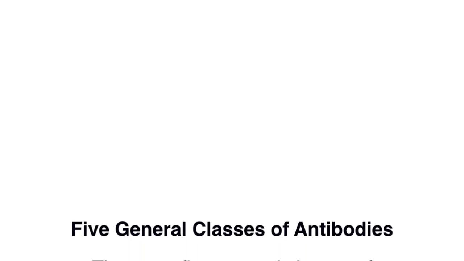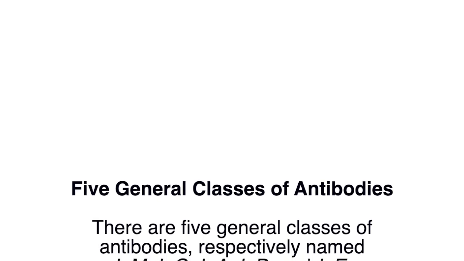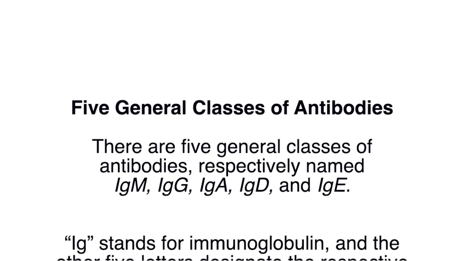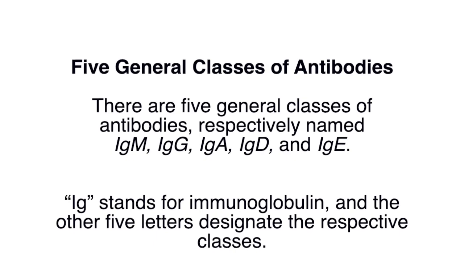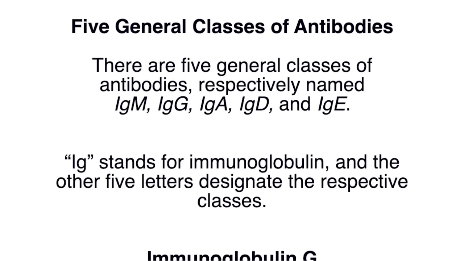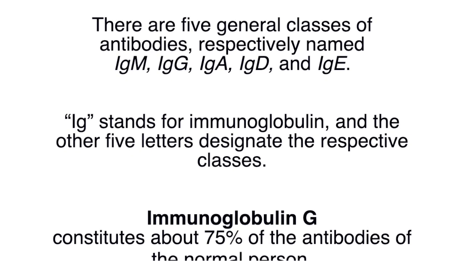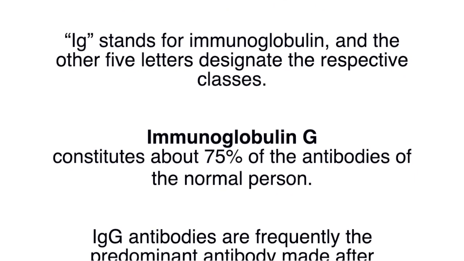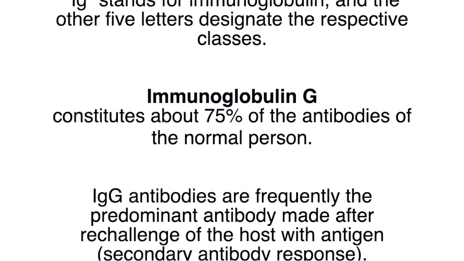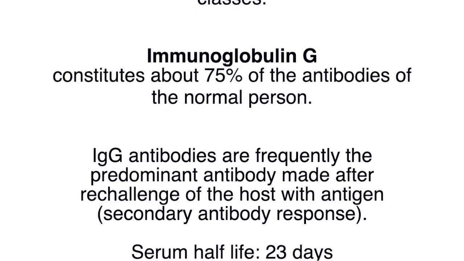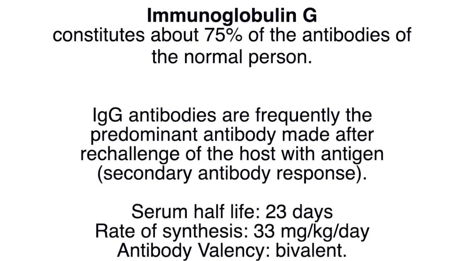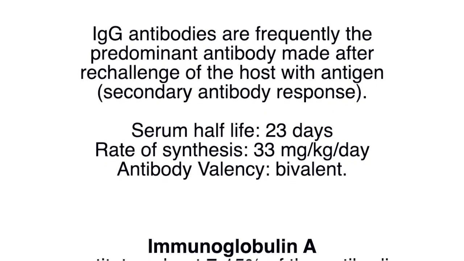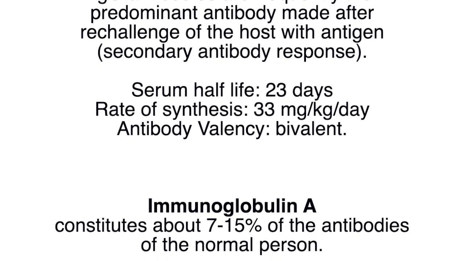Five general classes of antibodies. There are five general classes of antibodies, respectively named IgM, IgG, IgA, IgD, and IgE. Ig stands for immunoglobulin, and the other letters designate the respective classes. Immunoglobulin G constitutes about 75% of the antibodies of the normal person. IgG antibodies are frequently the predominant antibody made after re-challenge of the host with antigen, that is, the secondary antibody response. Serum half-life 23 days, rate of synthesis 33 mg per kilogram per day, antibody valency bivalent.